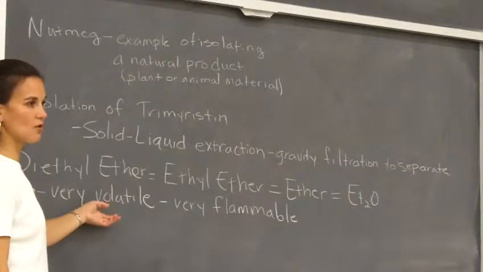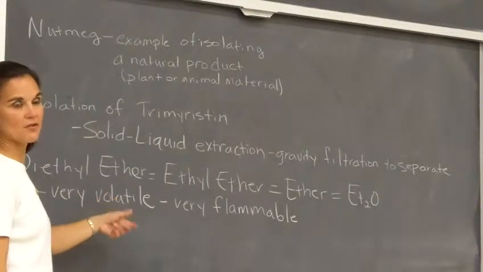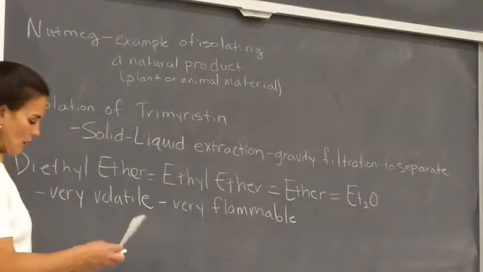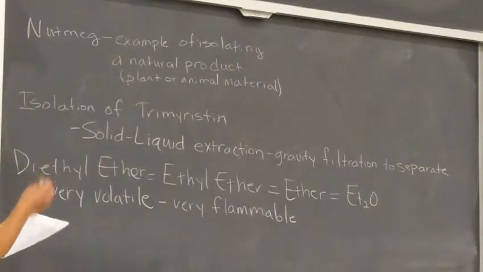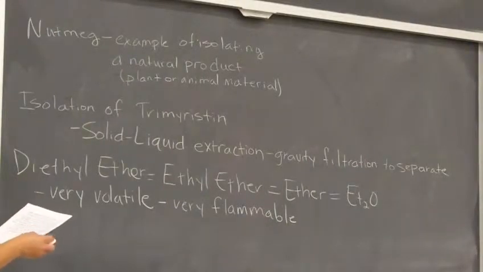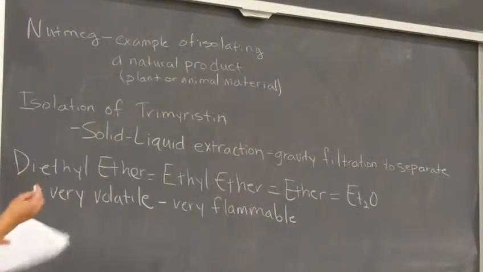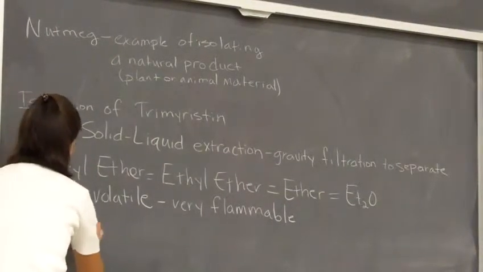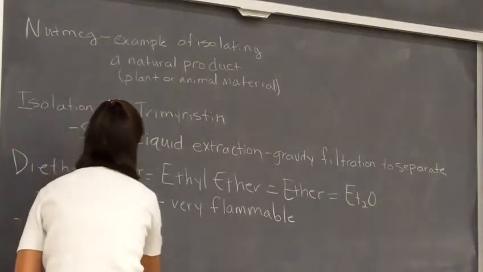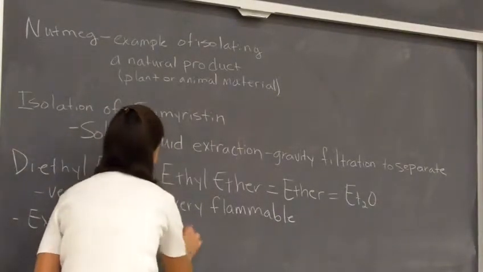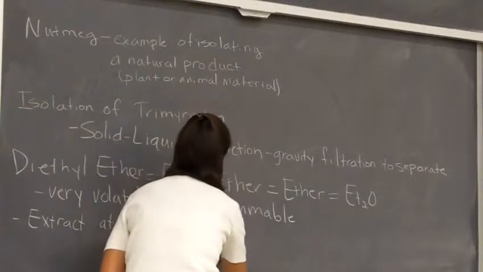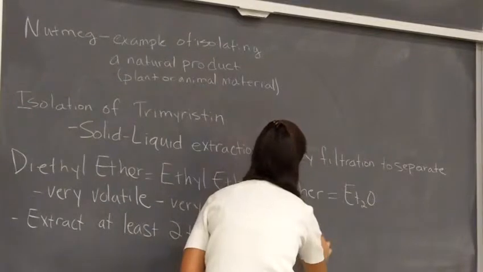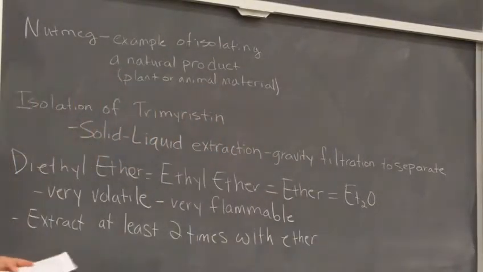And like I was saying, make sure you cover things with saran wrap. Cover your flask when you're stirring, cover your funnel and filter paper when you're filtering. But be really careful about its flammability as well. You're going to extract at least 2 times with ether. The instructions for that are in your lab manual, and we'll talk about here in a minute why we do it twice instead of once.